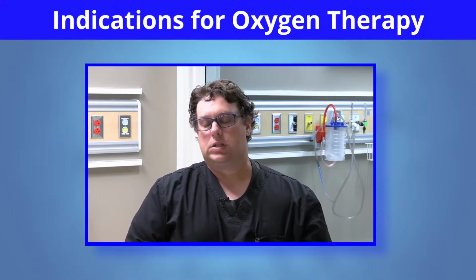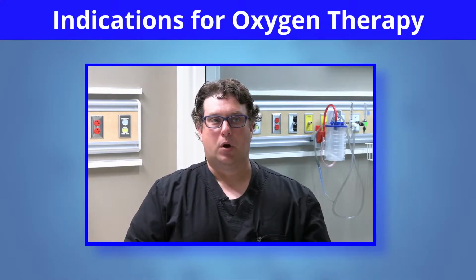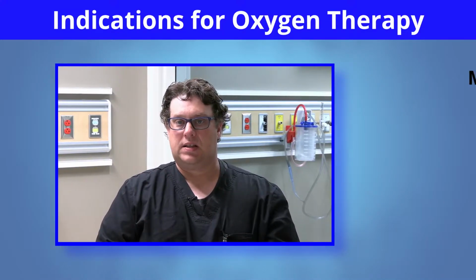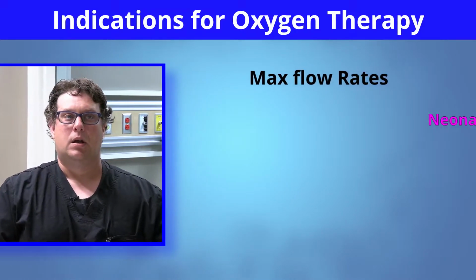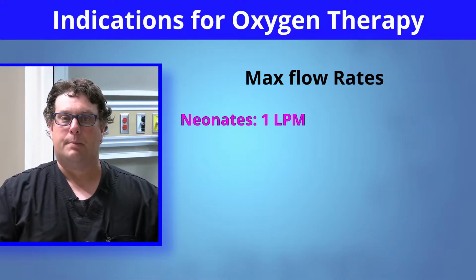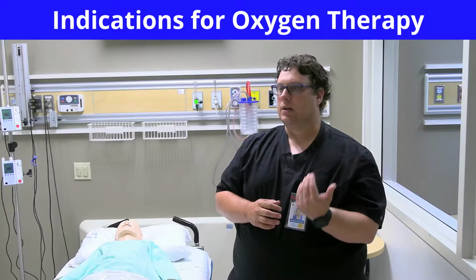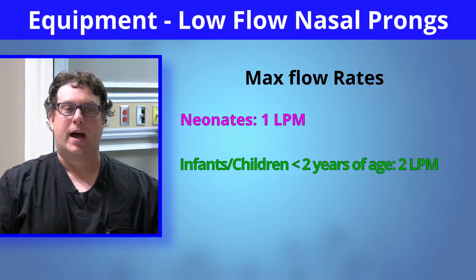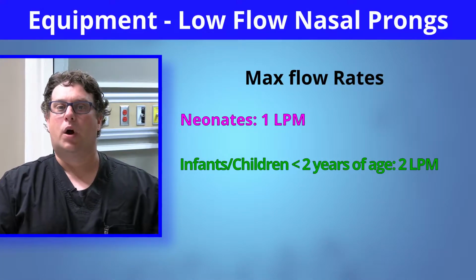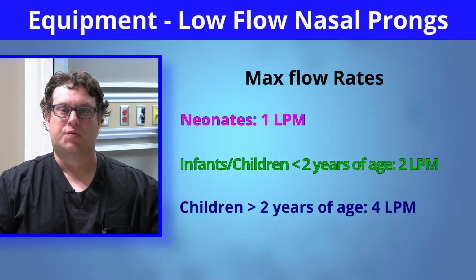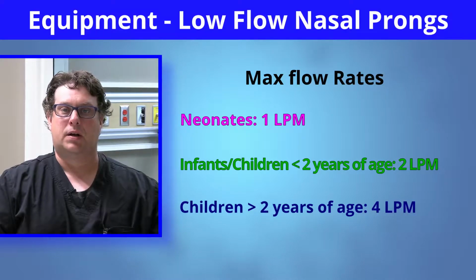One of the other things that we need to talk about when selecting your nasal prongs is your max flow rates for the size of patient and the size of prong that you are using. In neonates, we typically use 1 liter per minute max. That's an infant that is 0 days of age to approximately 1 year of age. We typically go to a max of 2 liters per minute between 1 and 2 years of age. For children over 2 years of age, we typically will use 4 liters a minute max of oxygen therapy.